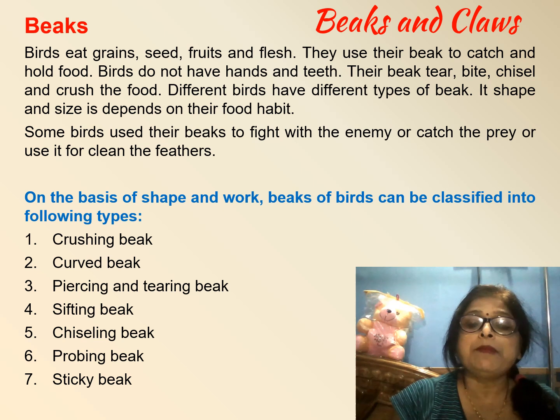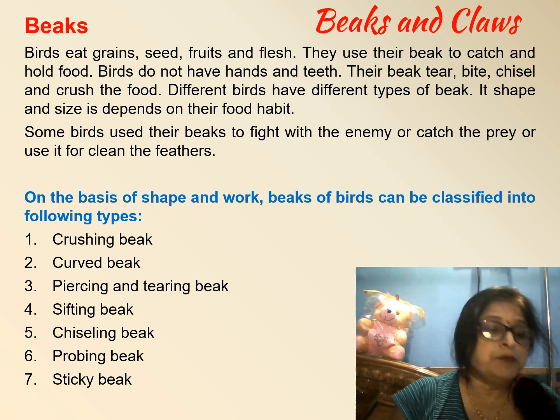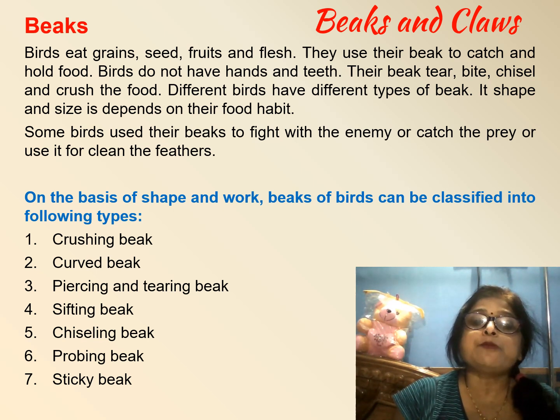Different birds have different types of beaks. Means all the birds do not have the same type of beak. Its shape and size depend upon their food habit. Whatever food they are eating, such type of beak is found on the bird. Some birds use their beaks to fight with the enemy, catch the prey, or clean their feathers. In this way, you can say that beaks are very useful for the birds. They help in eating and doing different types of work.